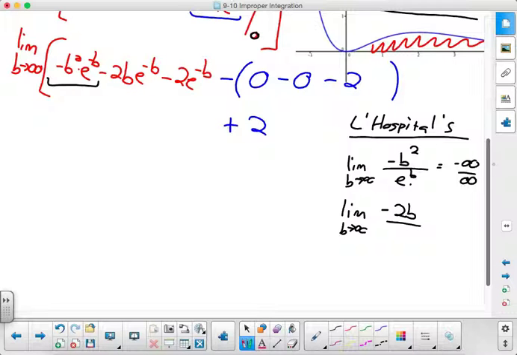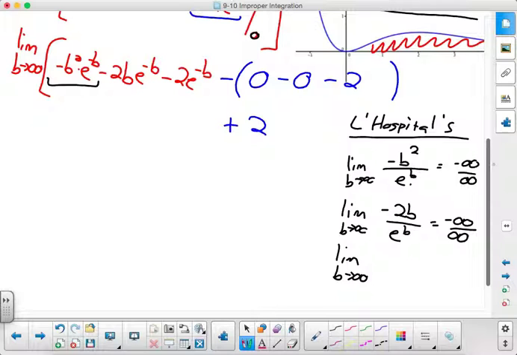The bottom is going to be easy, e to the b. Now take the limit again. Do I get something that's not infinity over infinity, or negative infinity over infinity? I still get negative infinity over infinity. So we have to do what? Do it again. We're getting close.